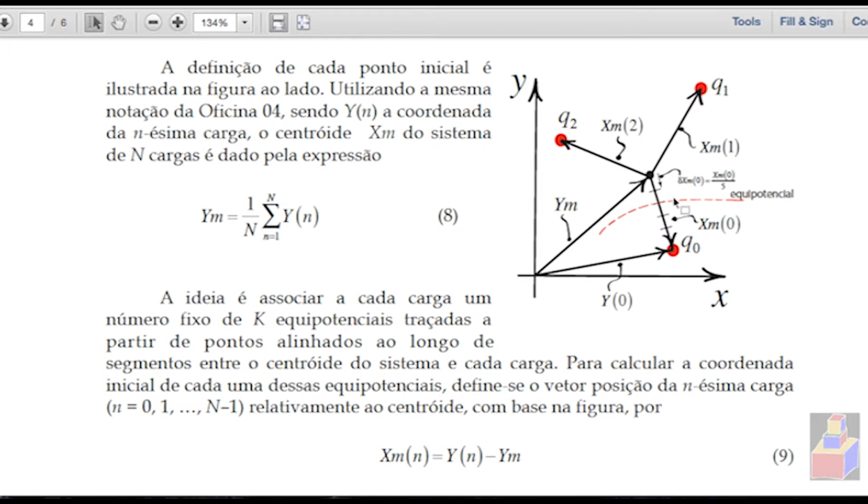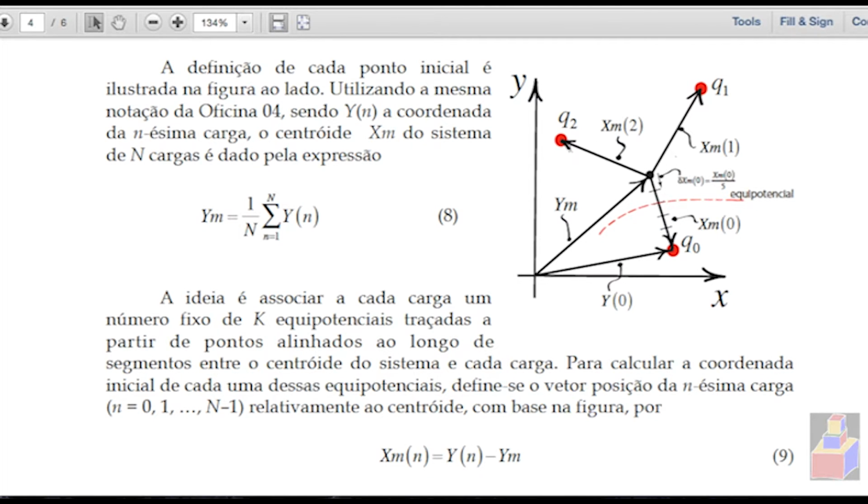For instance, I could determine the centroid of the system and divide this line in 5 equal parts. So I have 1, 2, 3, 4. The 5th part is on the charge. So I start my first equipotential here, my second here, my third here, my fourth equipotential here. So I have 4 equipotentials associated to charge Q0. I do the same for the other charge: I go from the center of the system to that charge, divide in equal parts, and start the equipotential here, here, here, here. So I'm going to have all the equipotentials spaced like this.